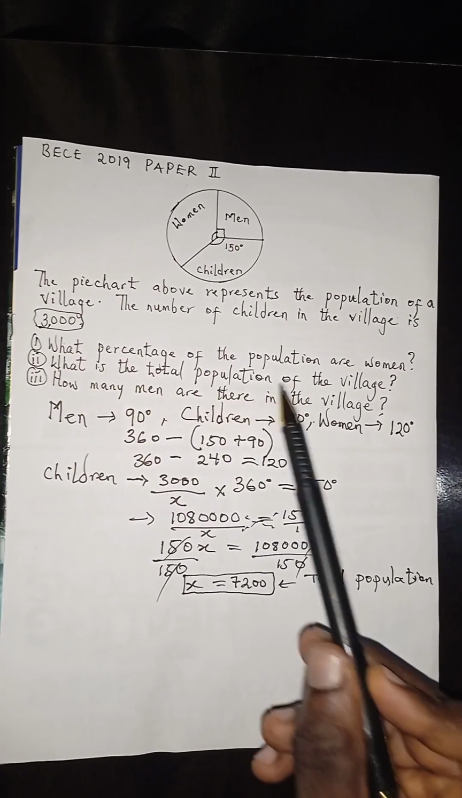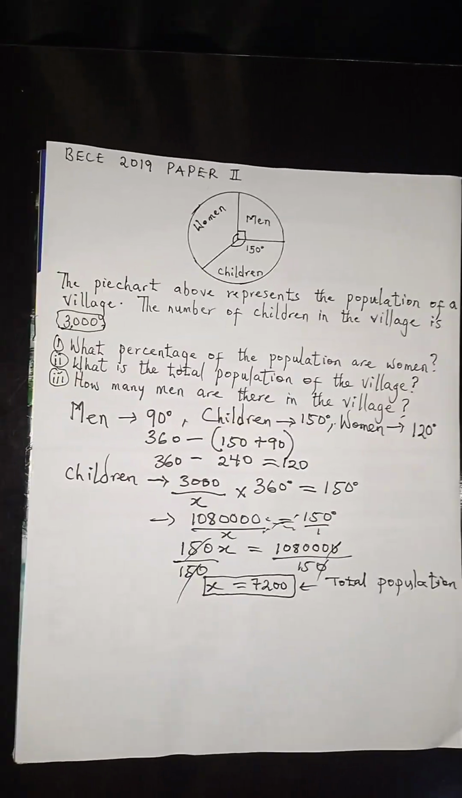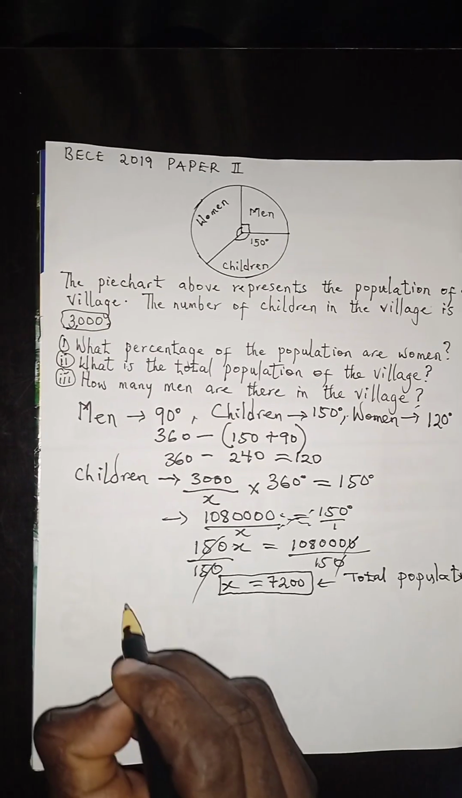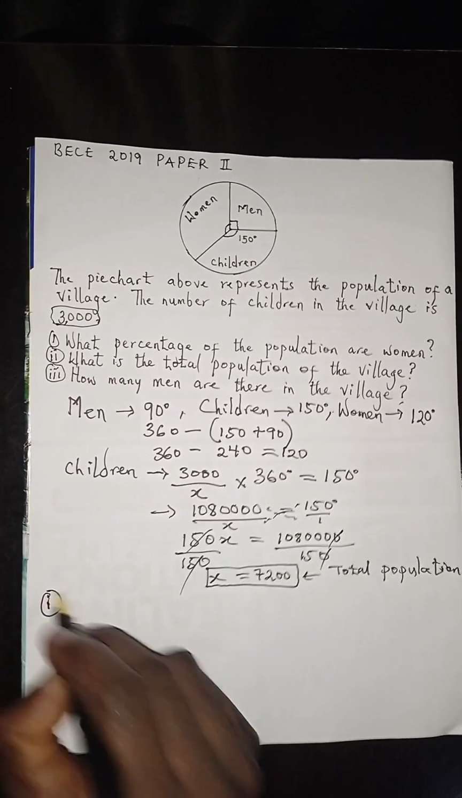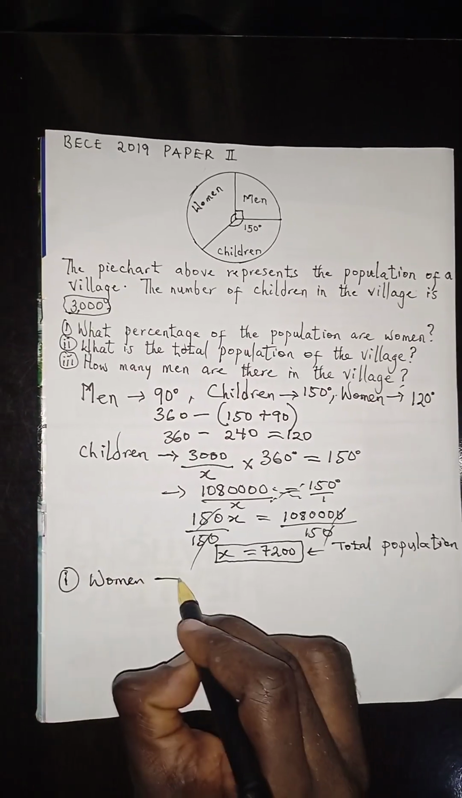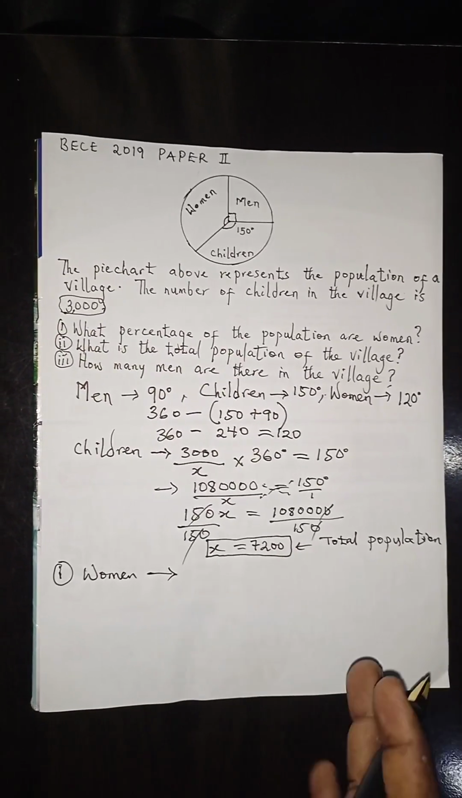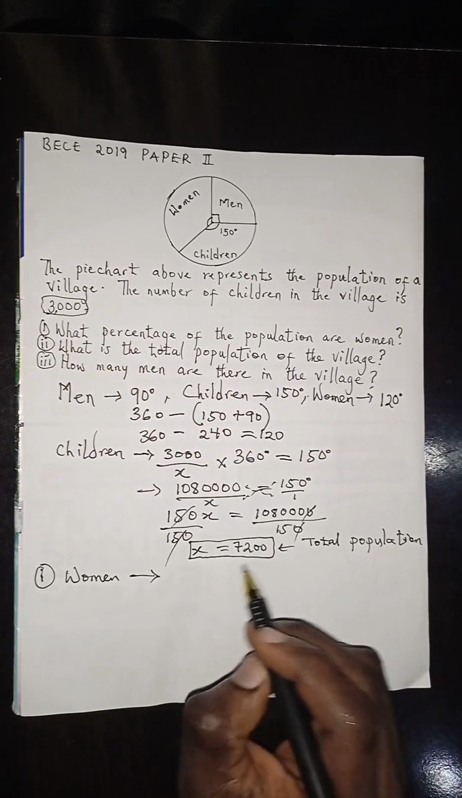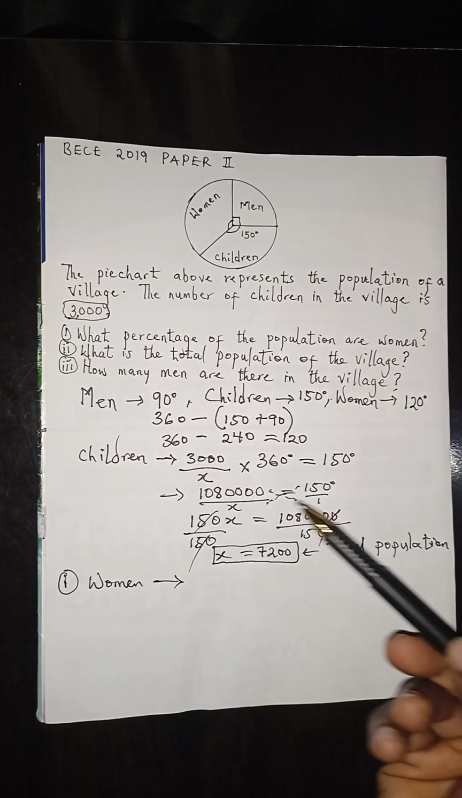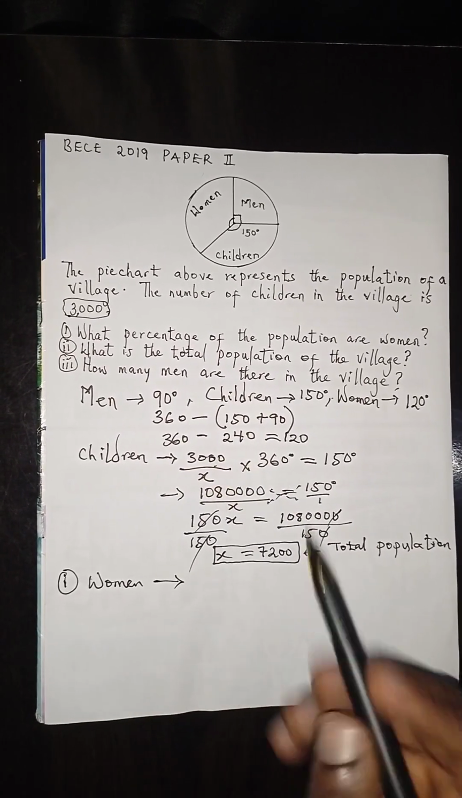the percentage of the population that are women. So what are we supposed to do? Since we want the percentage population that are women, that's the first part of the question actually. I'm going to apply a similar method, because first of all I need to get the exact population of the women.